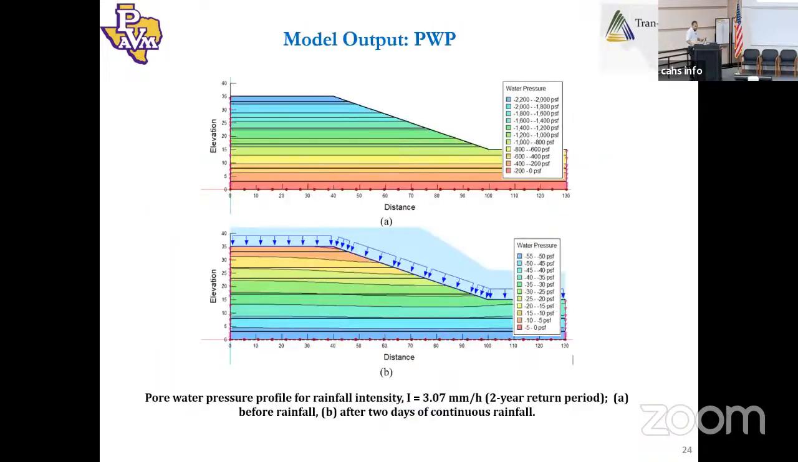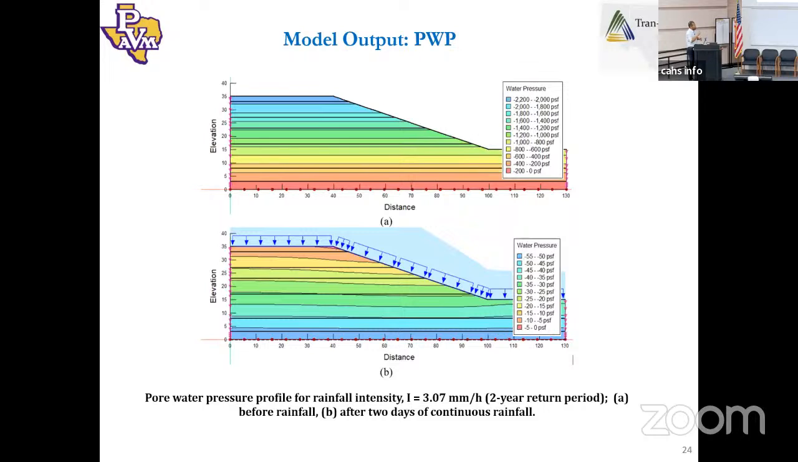Now, once we add the rainfall intensity, we used the rainfall intensity I of 3.07. That means 3 millimeter per hour rainfall, and it was a 2-year return period. We just checked it, and also after 2 days of continuous rainfall. So first of all, this is before the rainfall condition. We have the slope soil strength parameters, and this is the water pressure. And this is after we incorporate the rainfall, I of 3.07 millimeter per hour.